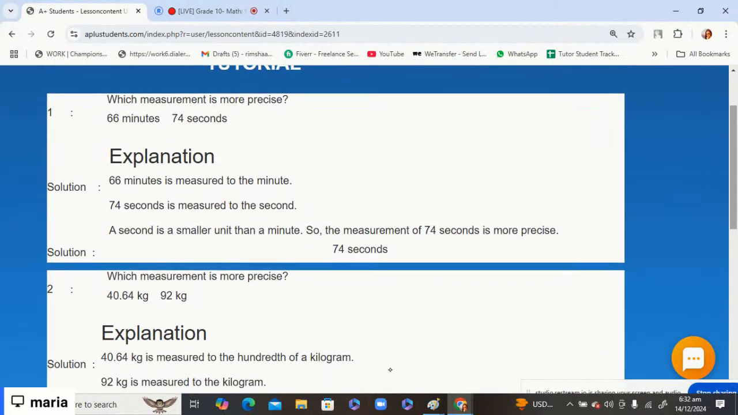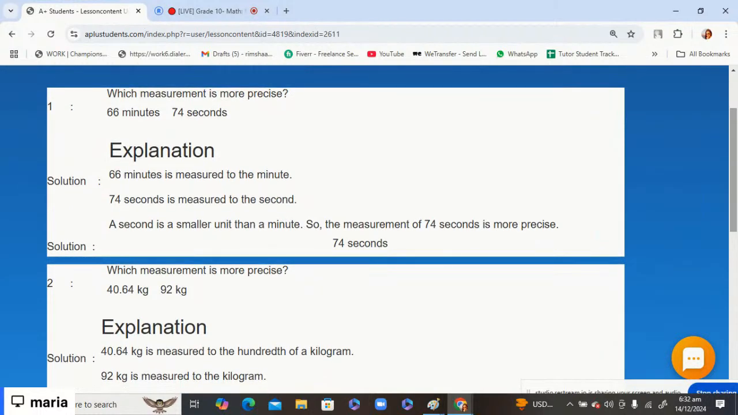So which measurement is more precise? You are going to check it out. The thing which is in the form of minutes or the thing which is in the form of seconds? Wait, let me check my mic.